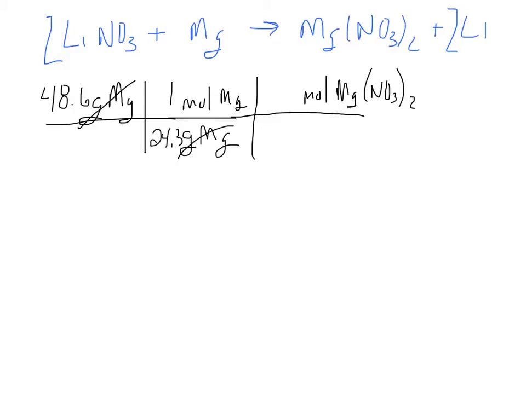I put underneath moles of magnesium. Whatever was in this box, remember, goes down into this box. If I look at this, this is a 1-to-1 ratio. So right off the bat, it doesn't make any difference. It's 1-to-1. How many moles of magnesium I make, I'm going to make that many moles of magnesium nitrate.